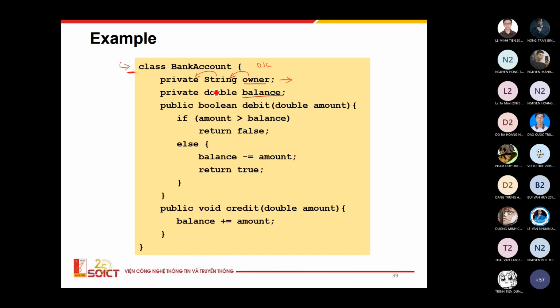Phạm vi truy cập là private và kiểu trả về là double. Không phải kiểu trả về, kiểu dữ liệu. Kiểu dữ liệu đúng rồi, là double. Ok. Rồi. Dòng tiếp theo nào.